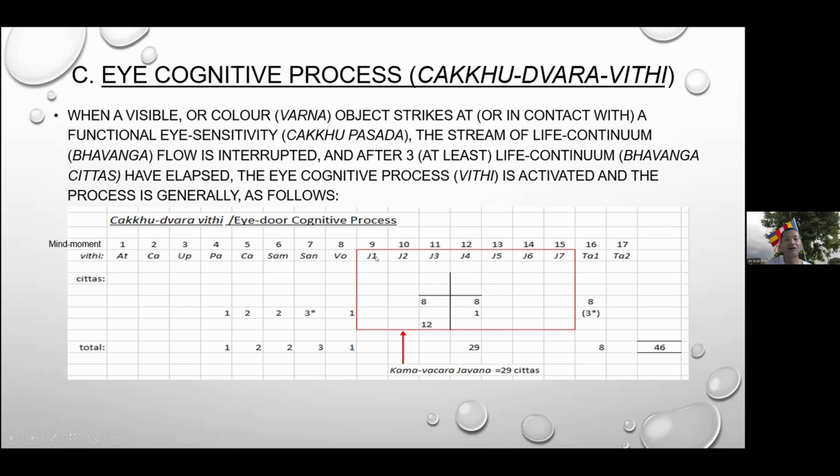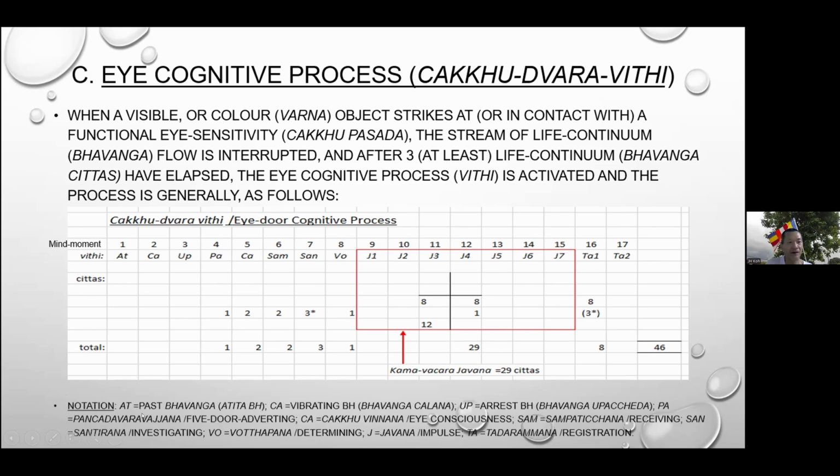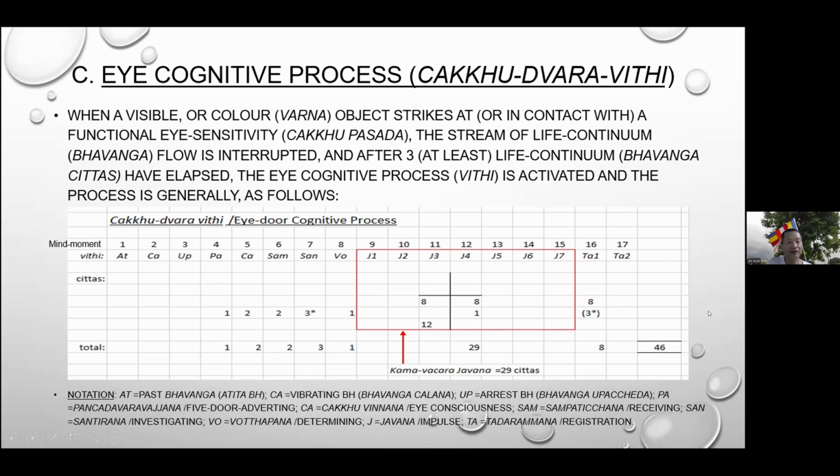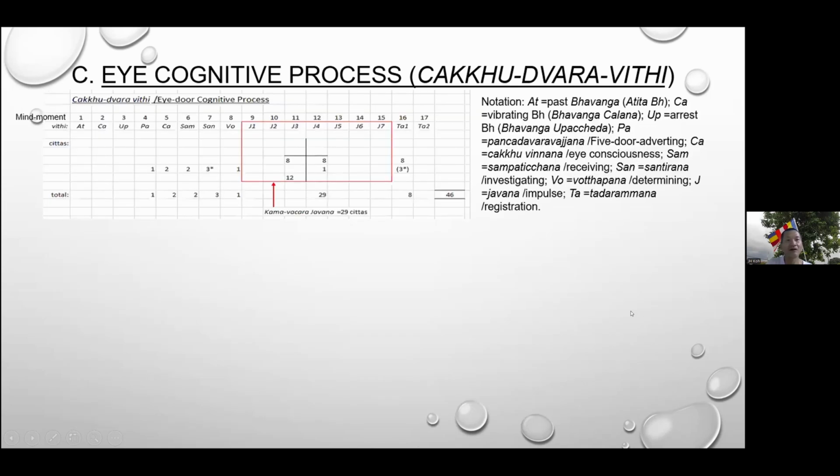All of these are individual consciousnesses, except for Javana. There will be 7 of the same type of Javana in the series, and should there be registration, Tadarammana, it will arise in a pair too. The rest of this I'll elaborate later in subsequent slides. These are the notations I mentioned just now.